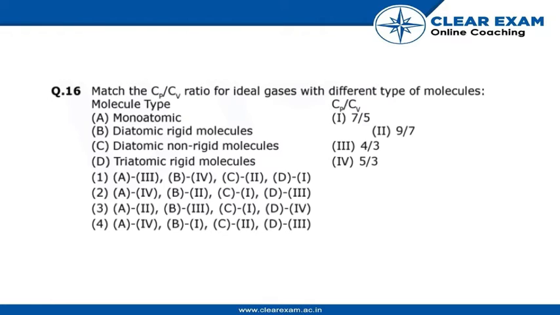In this question, we have to match the Cp upon Cv ratio for the ideal gases with the different types of molecules. In one of the columns, we have been given the molecule type, and the other column is the ratio of Cp upon Cv. We have to find out the correct combination of these two columns.